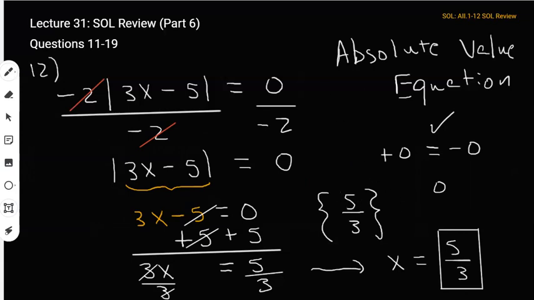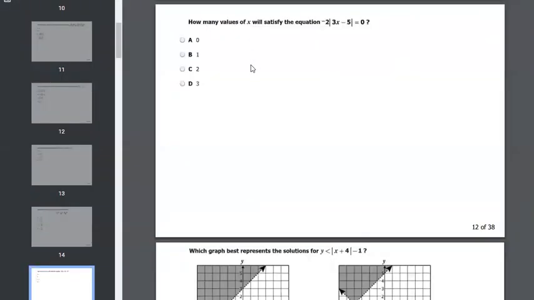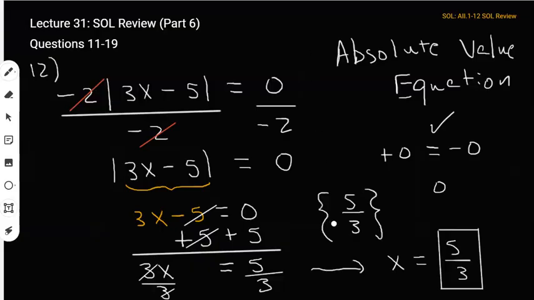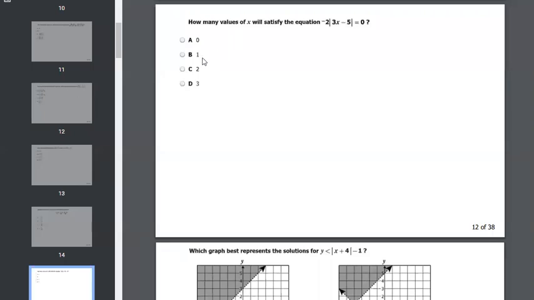Did I write the question wrong? Oh, how many values? We just got one answer, right? Okay, so one answer. That would be B.